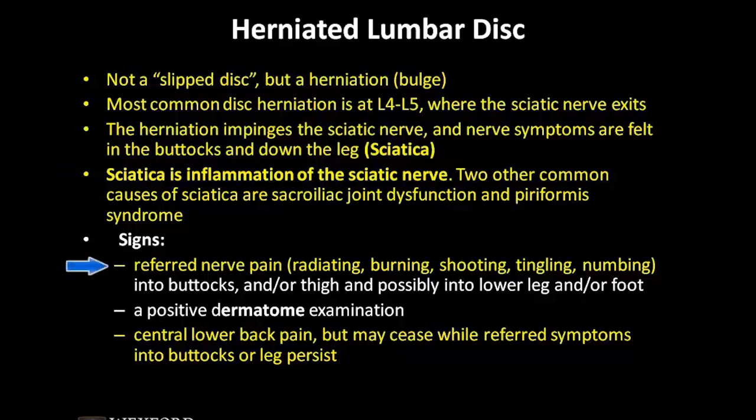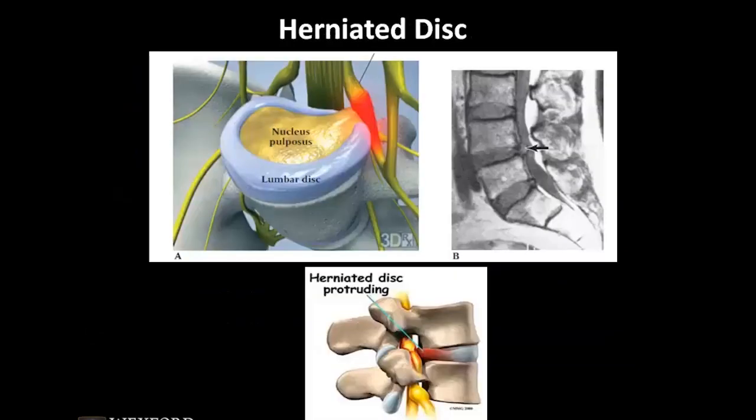Referred nerve pain into the buttocks, thigh, and possibly into the lower leg or foot can be described as radiating, burning, shooting, tingling, or numbing. It's important to remember that central low back pain may cease while referred symptoms into the buttocks or leg persist. Each of these images exhibit a different view of a herniated disc pressing on the nerve.